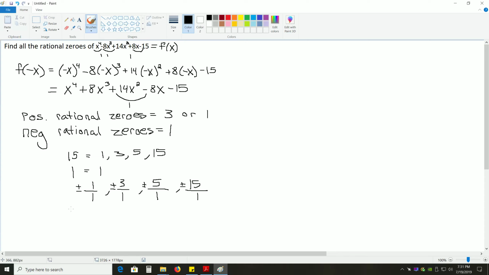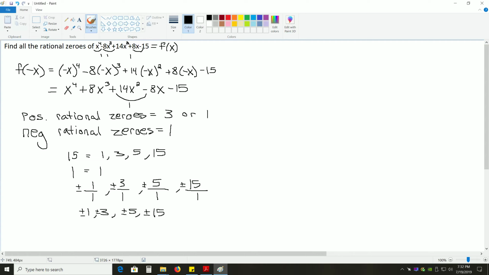So our possible rational zeros, the list of them simplified, is 1, 3, 5, and 15, all with a plus or minus attached. So we have 8 possibilities, and we know that we could either have 3 positive ones or 1 positive one, and we know that we will have exactly 1 negative one. So now we start our check. We will use synthetic division to check each one of these until we max out our possibilities.